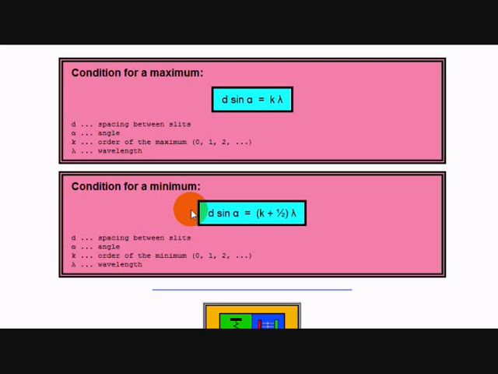The condition for a minimum is if the wavefronts are half a wavelength out of phase, and that's why we introduce k plus a half. This means a half of a wavelength out of phase, and what that's going to create is that a crest and a trough are going to encounter one another, because the difference between a crest and a crest is halfway, which would be a trough, and this will give destructive interference and a minimum or a dark fringe.